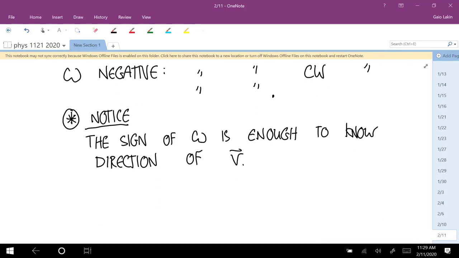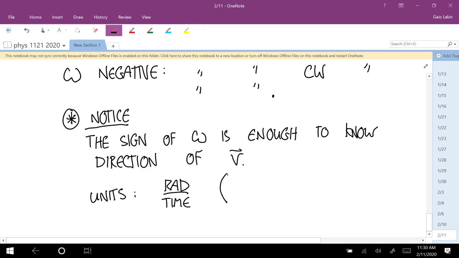And the units, I said this above, but the units are radians divided by time, or in other words, you can think of that as just 1 over time, since radians aren't really a unit.